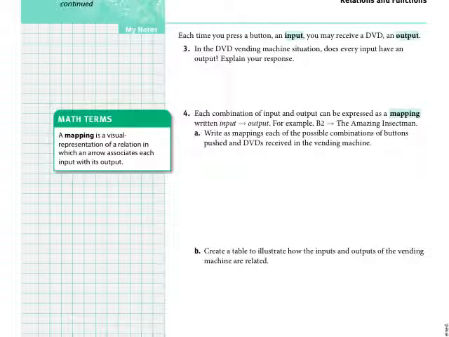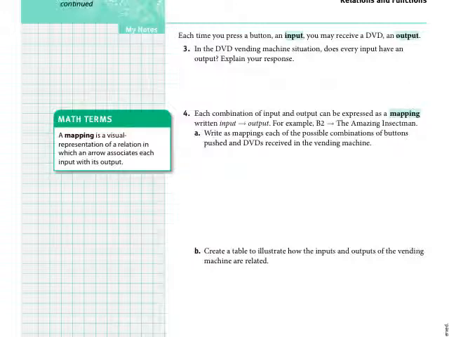Okay, so we have this idea of inputs and outputs. It says each time you press a button, an input, you may receive a DVD, or an output. In the DVD vending machine situation, does every input have an output? Yeah? Alex? Well, what if it's empty and you press it? There was a button on there that was sold out. Still an output, right? Even though you didn't physically get anything, the output is nothing.